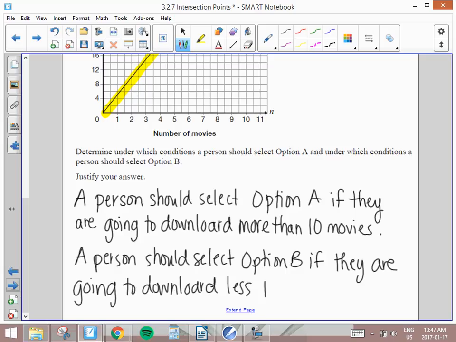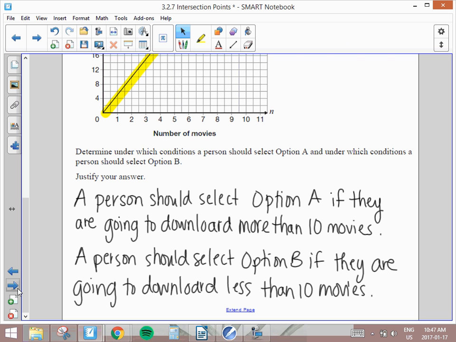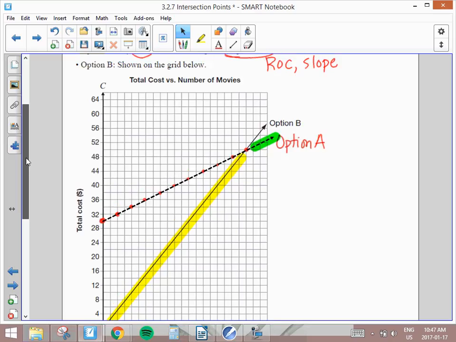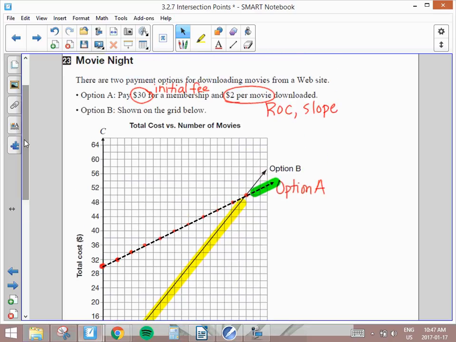And that was if they were to purchase or download less than 10 movies. Now, the question asked me to justify my answer, so I'm just going to look over it and make sure that I have explained all of my thinking. Now, the major part of my thinking here is breaking down option A into an initial fee and a rate of change, and then adding it to the grid. So I have shown a lot of my work there.